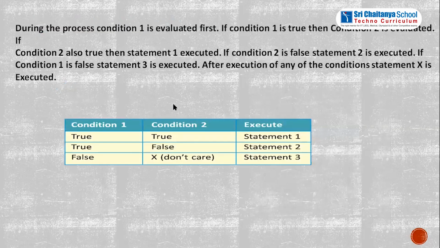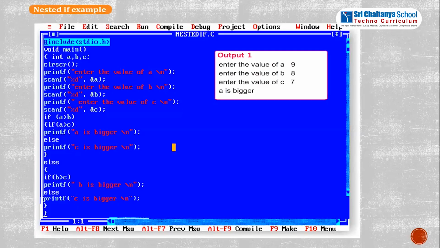So how does this particular execution happen? During the process, condition 1 is evaluated first. If condition 1 is true, then condition 2 is evaluated. If condition 2 is also true, then statement 1 is executed. If condition 2 is false, statement 2 is executed. If condition 1 is false, then it automatically goes to statement 3. After execution of any of these, statement X is executed. Now let's understand this with a simple example.